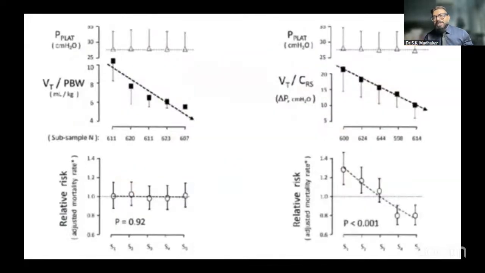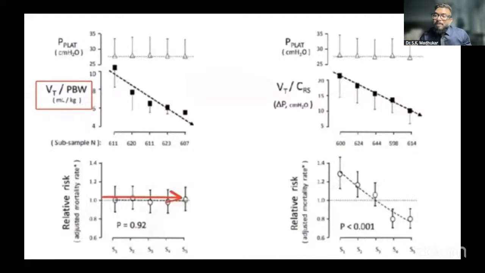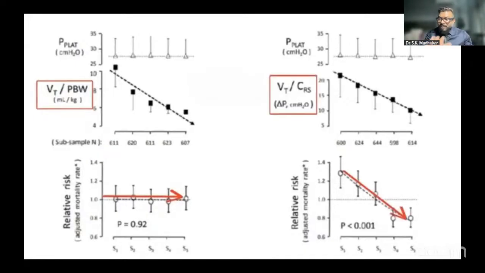Again, in the same study, on your left-hand side, if the tidal volume is adjusted to the ideal body weight, that is 4 to 8 ml per kg of ideal body weight, then it doesn't have any effect on the survival. But if you titrate the tidal volume with the compliance of the lung, that is, if you drive the tidal volume as per the driving pressure, then there is definite survival benefit. So it becomes really important to adjust the tidal volume with the lung compliance.